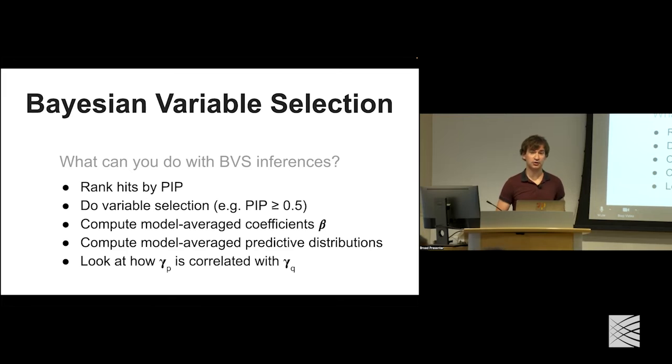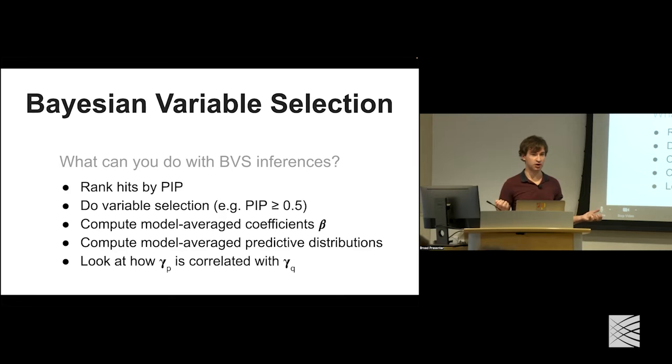And so in that case, you actually might want to do strict feature selection, where you limit yourself to some small number of covariates. That's an example of a problem where you might actually want to do this kind of hard feature selection. Another thing that you can do is compute model average coefficients, right?